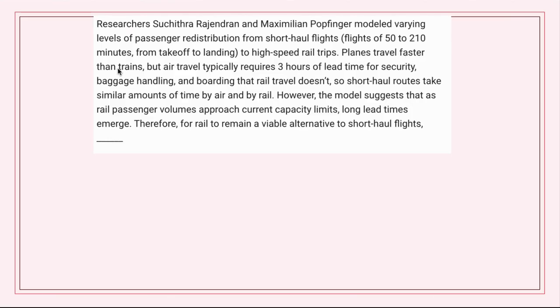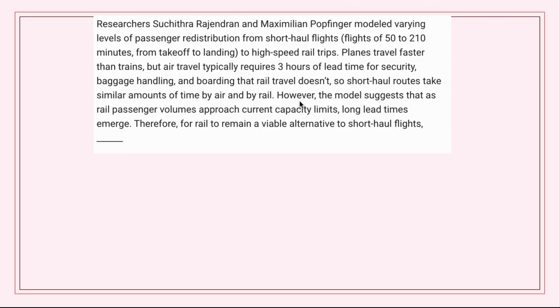So planes travel faster than trains, but air travel typically requires 3 hours of lead time for security, baggage handling, and boarding that rail travel doesn't. So short haul routes take similar amounts of time by air and by rail. So basically, they're saying even though planes are faster than trains, the time that you have to take before you get on the plane makes the whole process just as long. So they kind of even out for short haul routes.